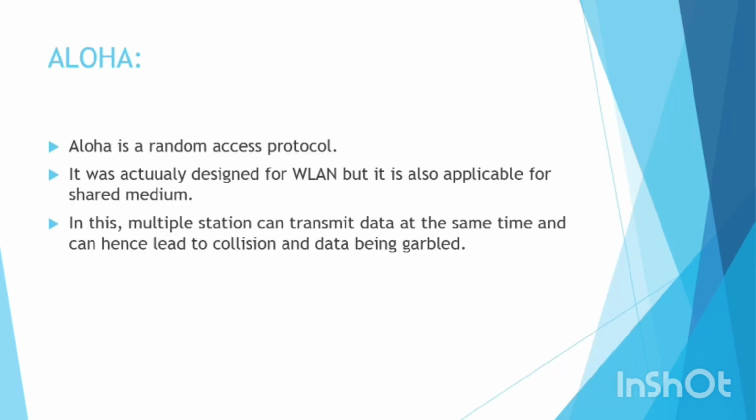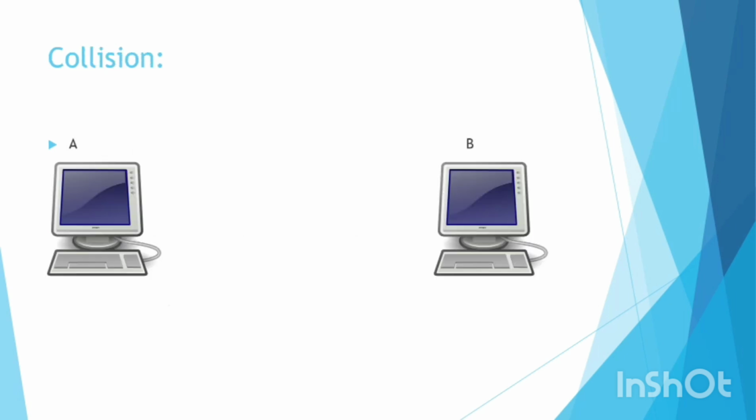Now, what is ALOHA? ALOHA is a random access protocol. It means any station can send and receive data. It was originally designed for WLAN, but it is also applicable to shared medium access. In this, multiple stations can transmit data at the same time, which can lead to collisions and data being garbled. Before going further, let us see what a collision is.